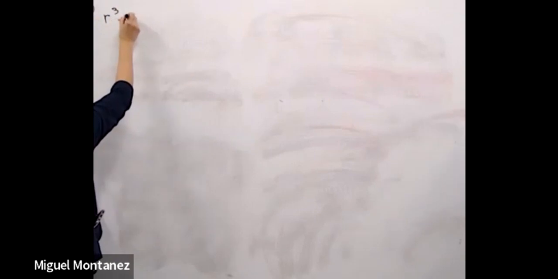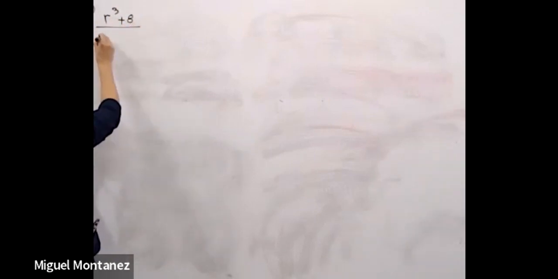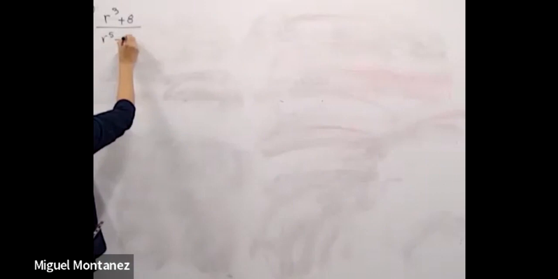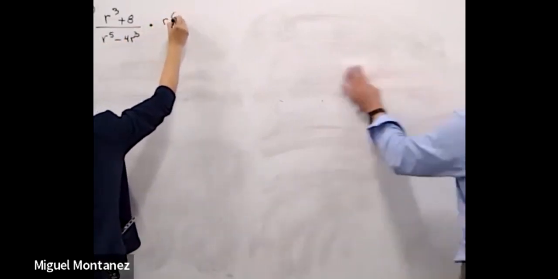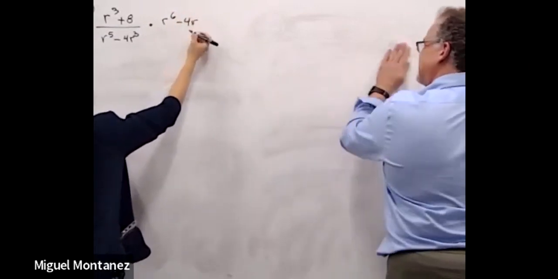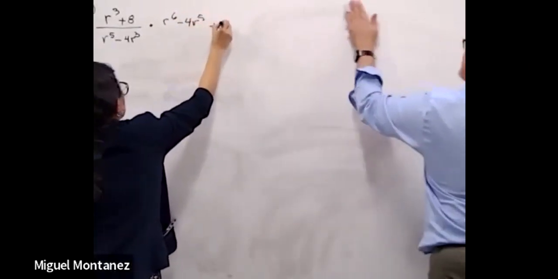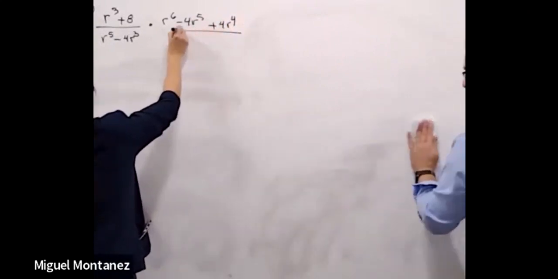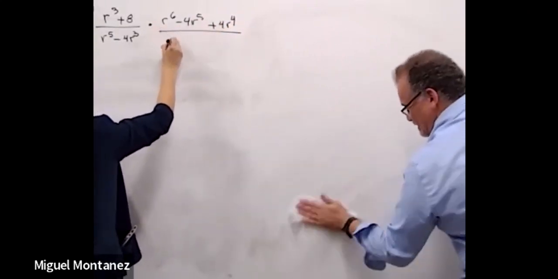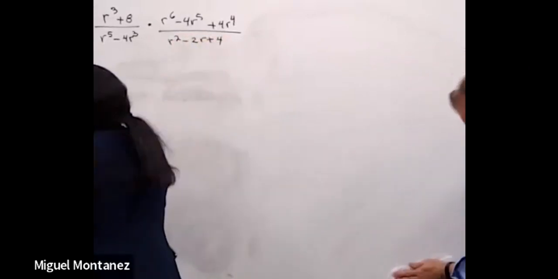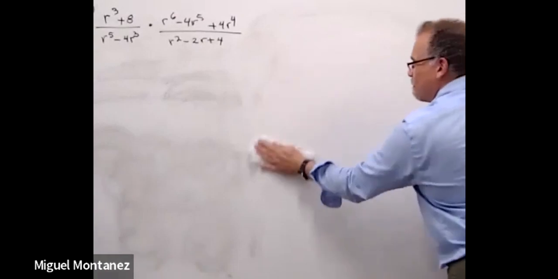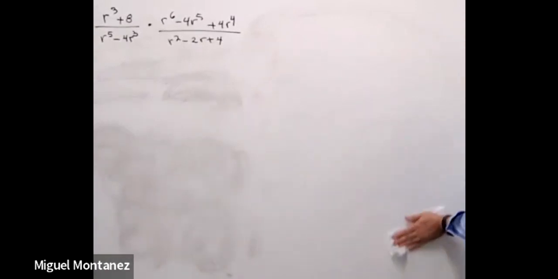Okay, multiplication is 2r cubed plus 8 over r to the 5th minus 4r cubed, times r to the 6th minus 4r to the 5th plus 4r to the 4th, divided by r squared minus 2r plus 4. So in this case, that's again chapter 4, the first sections again for us, right?